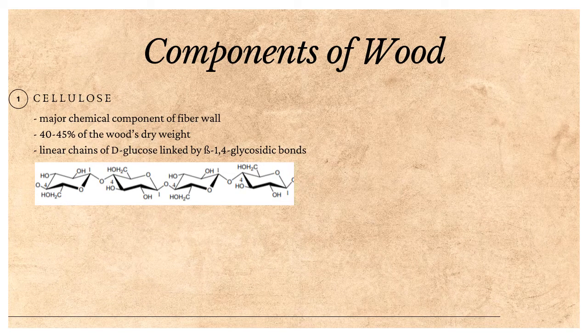First is cellulose. It is the major chemical component of the fiber wall, contributing around 40 to 45% of the wood's dry weight. It is composed of linear chains of D-glucose linked by beta 1,4-glycosidic bonds. Cellulose has a strong tendency to form intra and intermolecular hydrogen bonds by the hydroxyl groups on these linear cellulose chains, which stiffen the straight chain and promote aggregation into a crystalline structure.